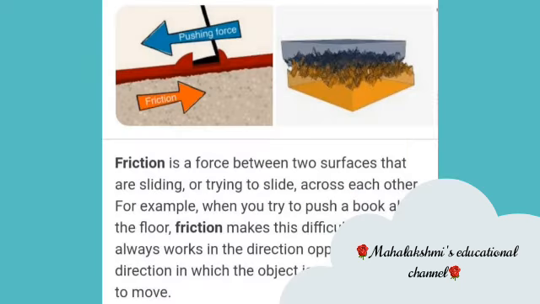Friction is a force between two surfaces that are sliding or trying to slide across each other. For example, when you try to push a book along the floor, friction makes this difficult. Friction always works in the direction opposite to the direction in which the object is moving or trying to move.